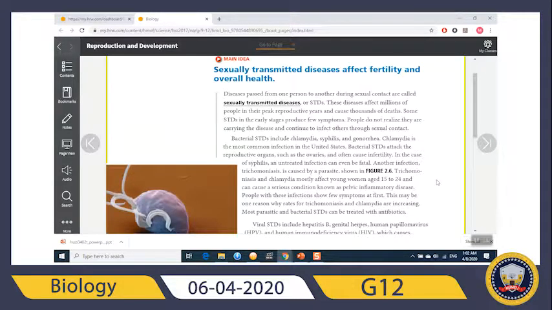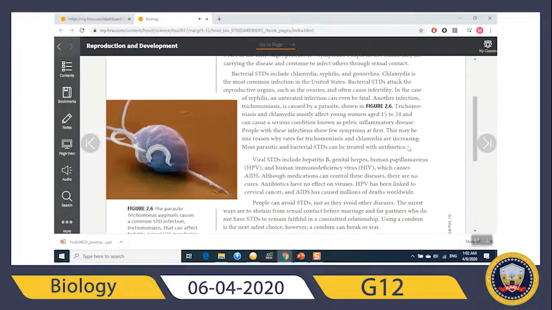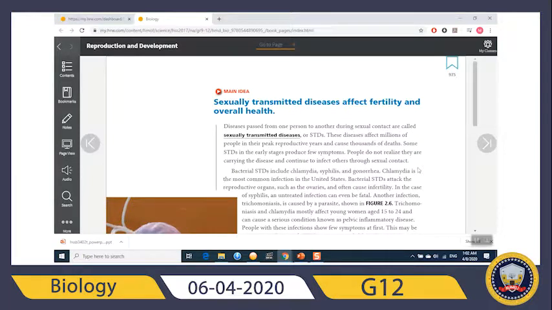Another cause that affects fertility is STDs, or sexually transmitted diseases. A sexually transmitted disease is a disease that is passed from one person to another during sexual contact, and only sexual contact. All sexually transmitted diseases will definitely affect the fertility of males and females, and only happen after sexual intercourse.